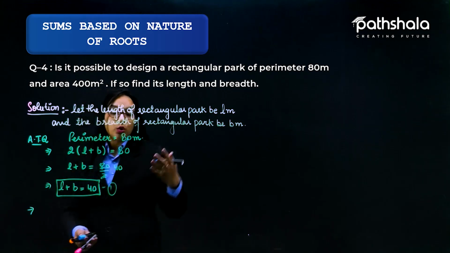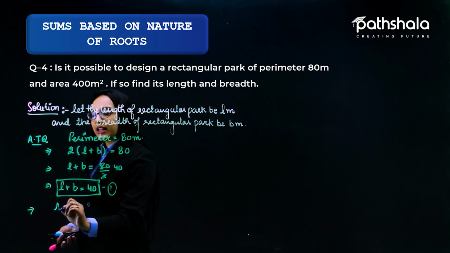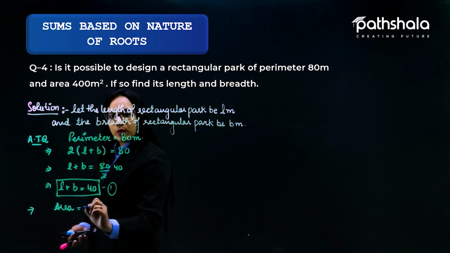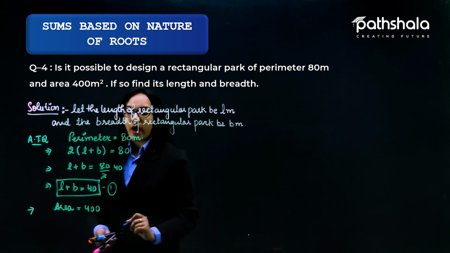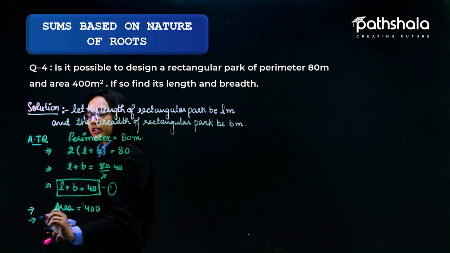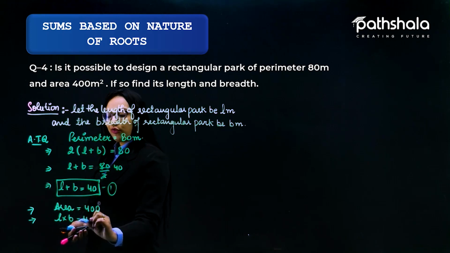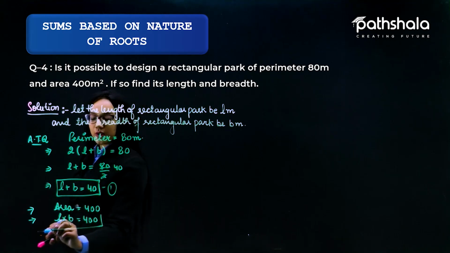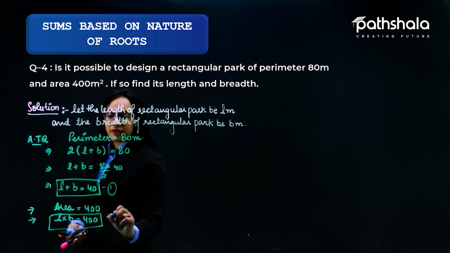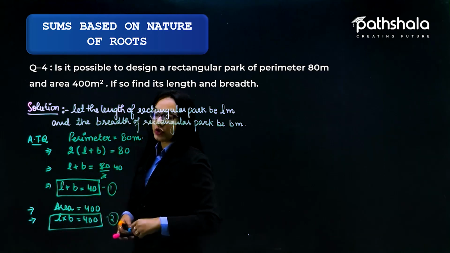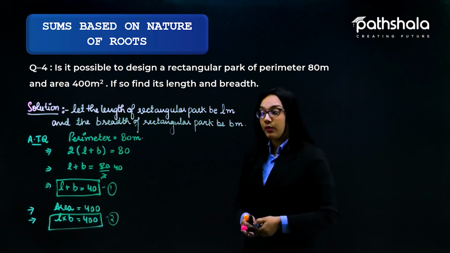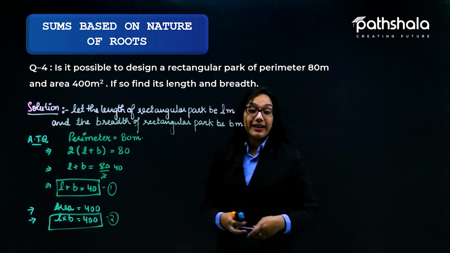We will get it through the area. It says the area is equal to 400 meters square. As we know, the area of a rectangular field is length into breadth, which is equal to 400. So L into B is equal to 400. Let us take it as the second equation. Using the first and second equation, we have to find the value of L and B.